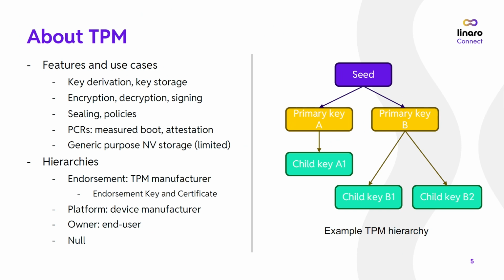The platform hierarchy is owned by the device manufacturer. The owner hierarchy is for the end user or the admin of the end product. So you can use this for things like storing disk encryption keys. And the null hierarchy doesn't have an owner, and it doesn't have any persistent state. It's just used for transient operations.